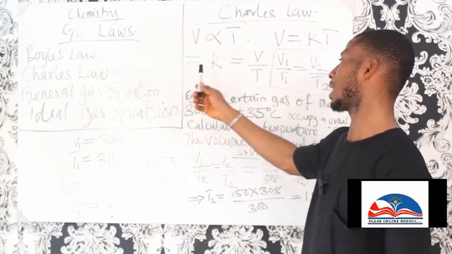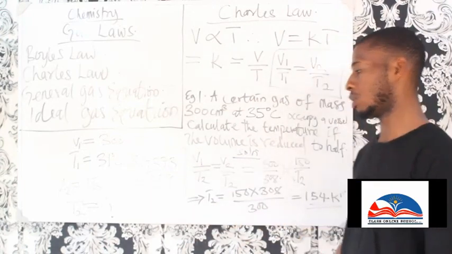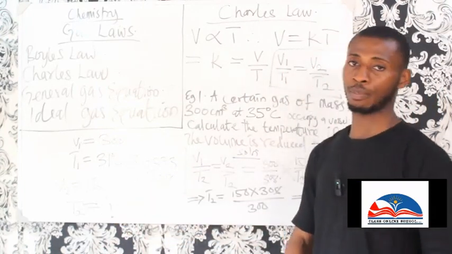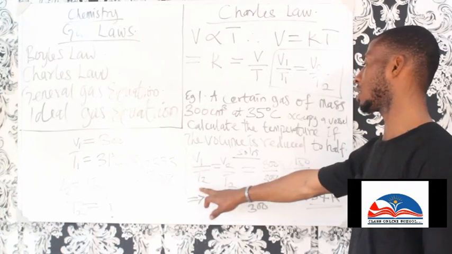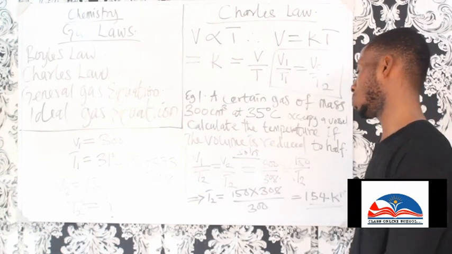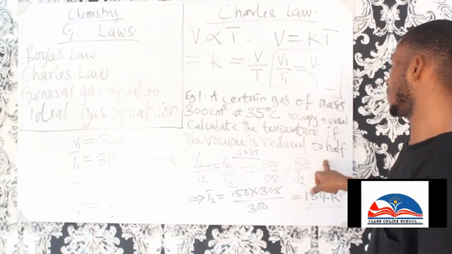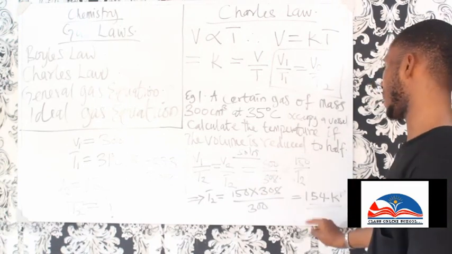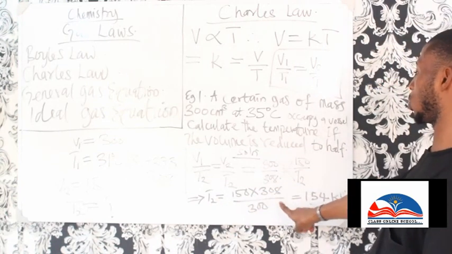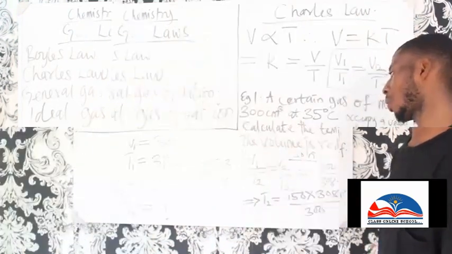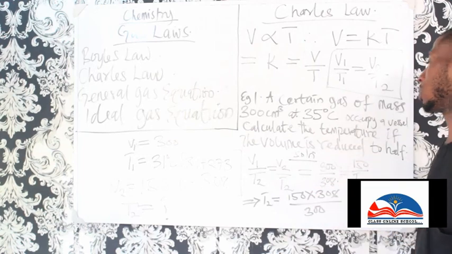Okay, so the volume, they told us that the volume is reduced to half. So half of 300 is 150, and we are asked to find our second temperature. So what do we do? We put down our formula. V1 over T1 equals V2 over T2, which will give us 300 over 308 equals 150 over T2. We cross multiply, making T2 the subject of the formula, which will give us T2 equals 150 times 308 all over 300.